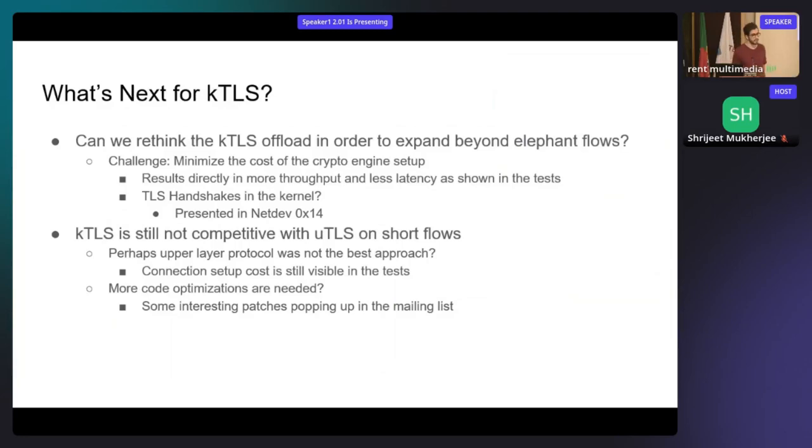Okay, so what's next for KTLS? It's obviously a very interesting feature that is very useful in the real world. So there are still improvements to be made, as we saw in this presentation. While KTLS offload looks like it can be further improved with code optimizations, KTLS in general seems to suffer from an architecture limitation, and expanding beyond elephant flows will be a challenge. Perhaps it's time we look into TLS handshakes in the kernel, or perhaps a different architecture altogether.